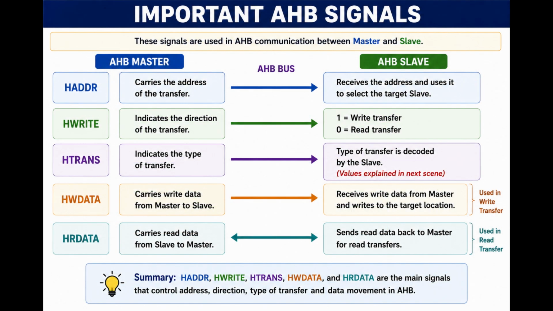Now that we understand the basic AHB transfer and pipelining, let's look at the important signals used in AHB communication. HADDR carries the address of the transfer. HWRITE indicates the direction of the transfer. A value of 1 means a write transfer, while 0 means a read transfer. HTRANS indicates the type of transfer. We'll understand its different values in the next section. For a write transfer, HWDATA carries the data from master to slave. For a read transfer, HRDATA carries the data from the slave back to the master. These signals form the basic communication between the AHB master and slave.